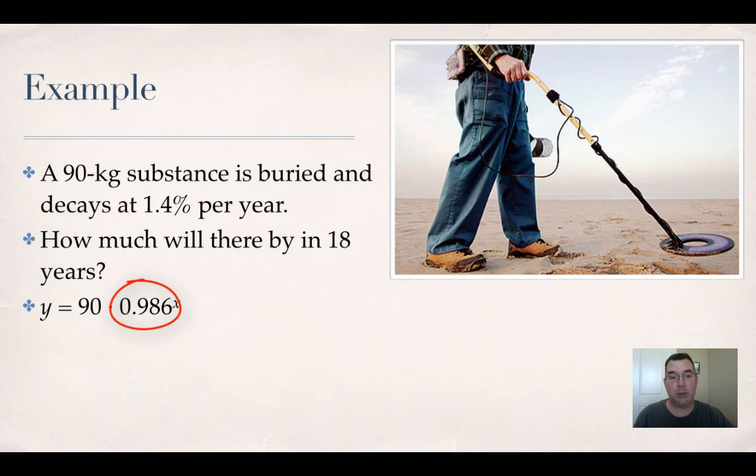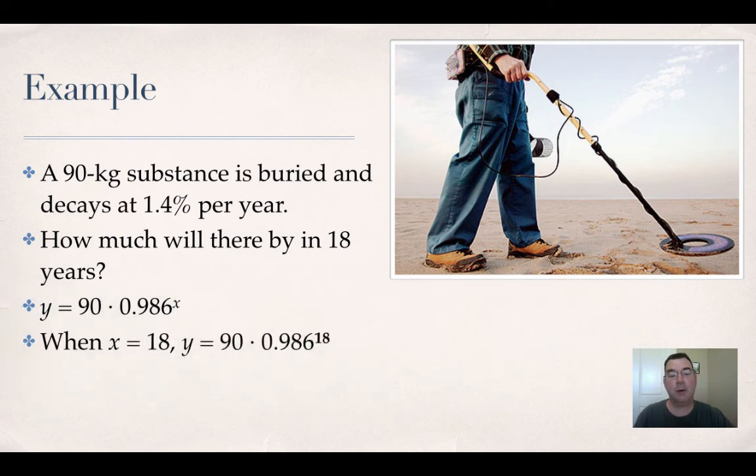My starting value is the 90. That's how much it weighed when it started. So that's my A. So my equation is y equals 90 times 0.986 to the x. And if I want to know how much will be left after 18 years, I simply replace x with 18, and the rest is already in there, so it just becomes a matter of evaluating that, and that becomes 69.8 kilograms. So that's how much is going to be there after 18 years.